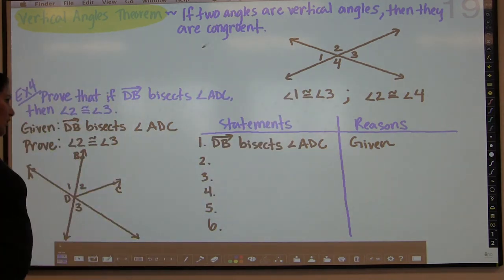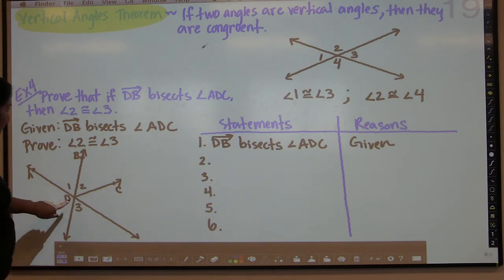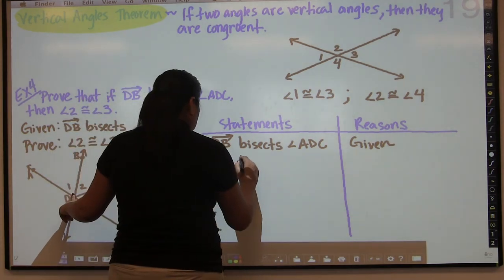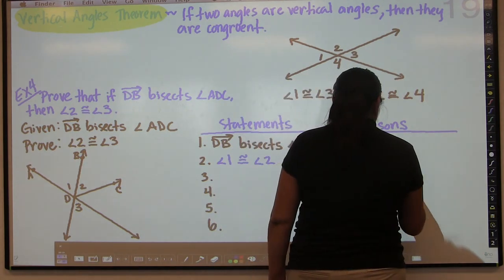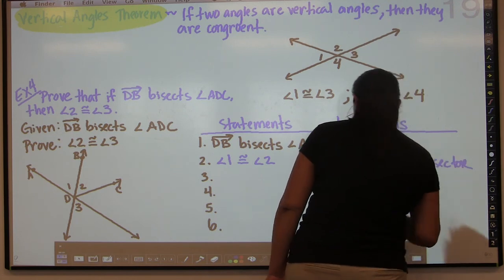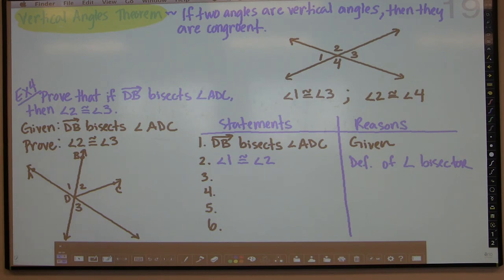Let's get some different color here. So again, start with the given: ray DB bisects angle ADC. That's given. And because ray DB bisects the angle, so here's ray DB, and it's bisecting angle ADC. It's making these two into two equal parts. So that means that angle 1 is congruent to angle 2 by the definition of angle bisector. Okay? Angle 1 is congruent to angle 2 by definition of angle bisector.